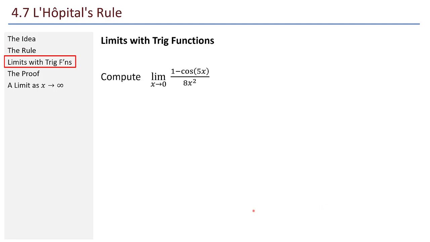How about some limits with trig functions? Why not? The limit as x goes to 0 of 1 minus cosine of 5x over 8x squared. What is the indeterminate form here? Well, notice that the cosine of 0 is 1. So in the numerator, I have 1 minus 1 over 0. Oh, okay, so that's 0 over 0. So it does have indeterminate form 0 over 0, so I can use L'Hopital's rule.